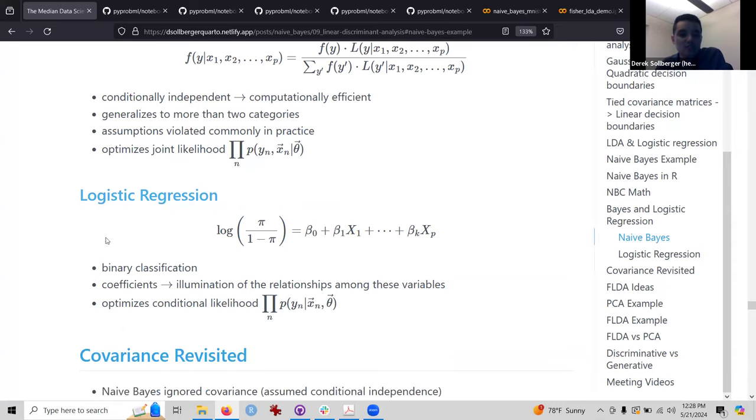Logistic regression at first, recall, is a binary classification, only deals with two categories. The nice thing is, though, when you get the coefficients, they're the logarithms of the rate of change. So you could quickly describe to your teammates, to your clients, what those relationships are between the variables, whereas other tools such as naive Bayes are not as interpretable. Because the underlying calculations are a little more complicated, it optimizes the conditional likelihood.